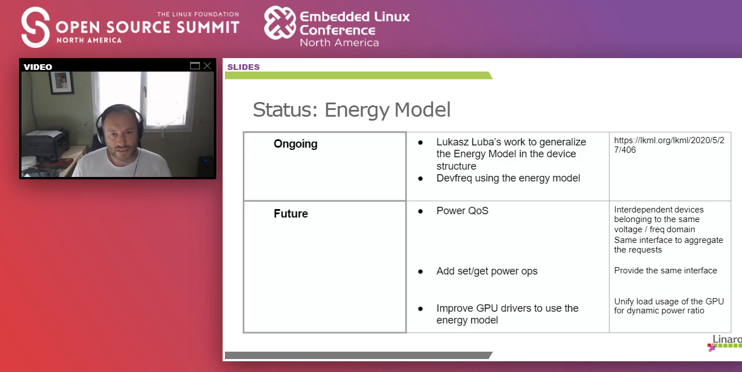So today the status is we have the energy model. The energy model is relatively new. It was introduced with EAS, which I believe came from kernel version 3.4, not sure, but it's recent. And it is still evolving. There is currently work by Lukasz Luba, which is generalizing the energy model to struct device, which is a very good thing. So that means we give every device on the system the opportunity to define its energy model if it wants to.